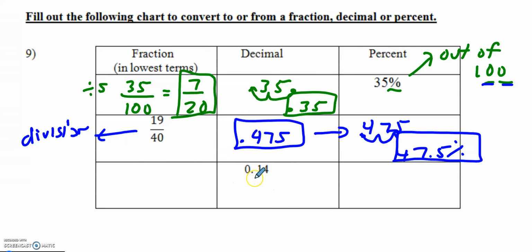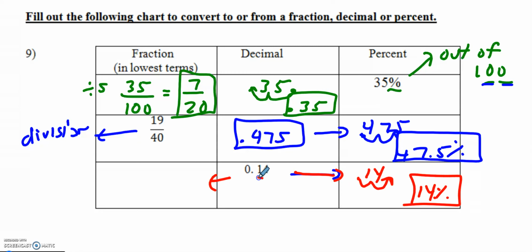If you're given a decimal originally, you can go either direction. If you want to go to the percent first, remember that you are moving the decimal twice to the right. So this would be 14%. And if you'd like to go to the fraction, there again are 2 decimal places after the decimal point. That would be 14 out of 100 originally. Both are divisible by 2. 14 divided by 2 is 7. 100 divided by 2 is 50.